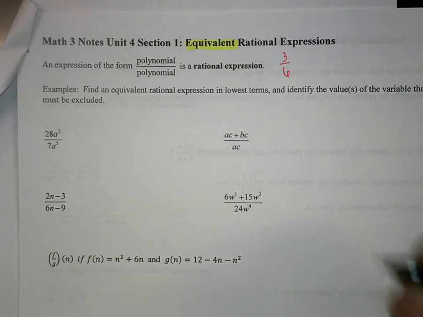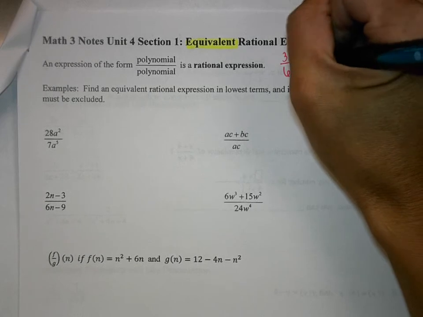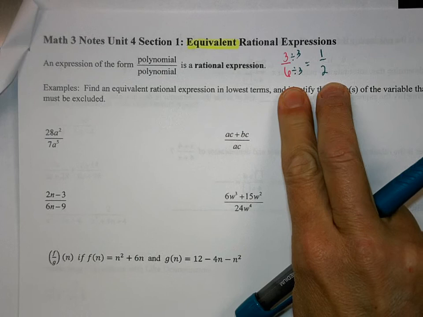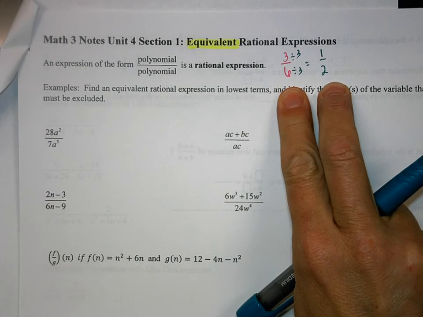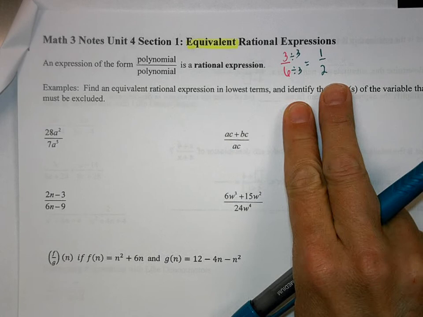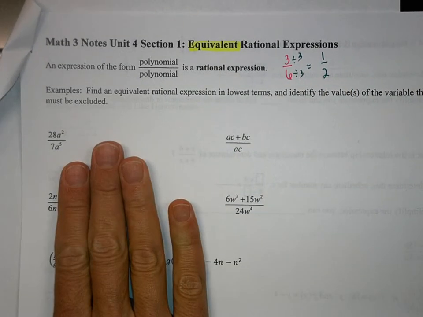1/2, right? We would divide the top and the bottom by 3. What we're doing is dividing each of these by the same number, and we end up with 1/2. 3/6 and 1/2 are equivalent rational expressions, okay? So we're going to be reducing fractions. We're going to start up here.